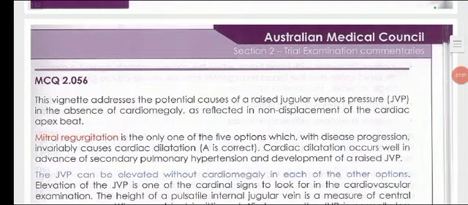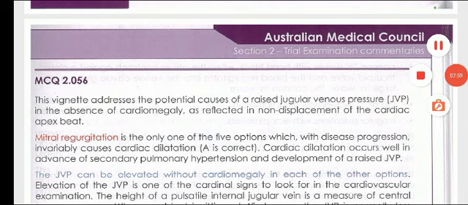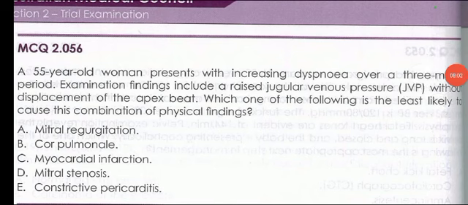So the correct answer is mitral regurgitation, in which the JVP would be raised without displacement of the apex beat.